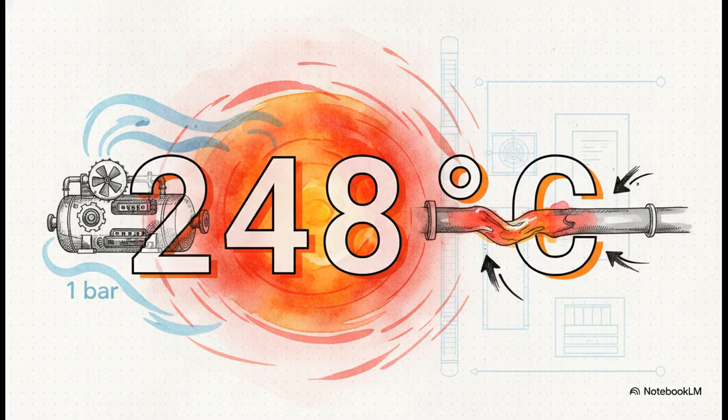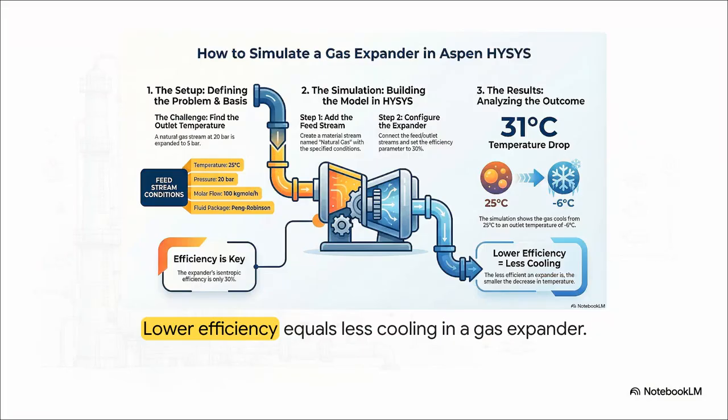I mean, just look at the staggering number, 248 degrees Celsius. That is the temperature spike caused simply by compressing a natural gas mixture from 1 bar to 5 bar, with a low 30% efficiency. The final outlet temperature literally shoots up to 273 degrees. This right here shows exactly why simulation is so critical, because if you didn't anticipate that massive heat spike, you could absolutely melt your downstream piping. No joke.